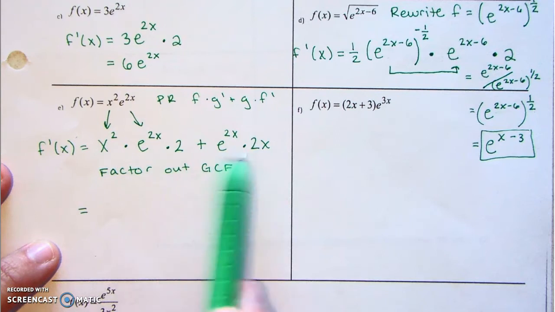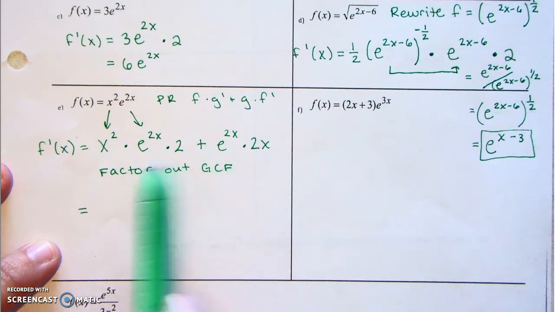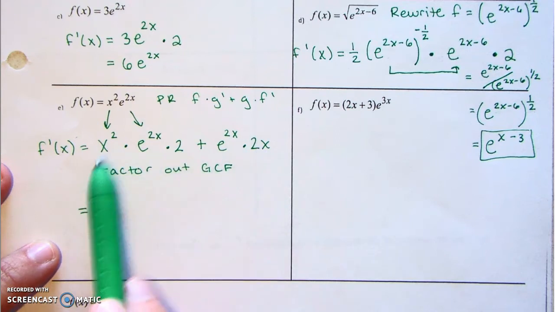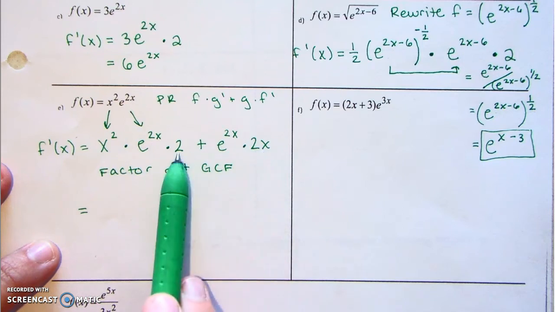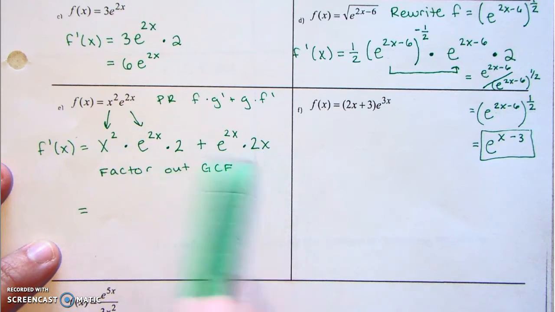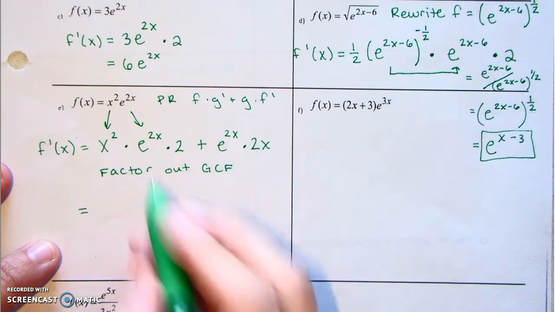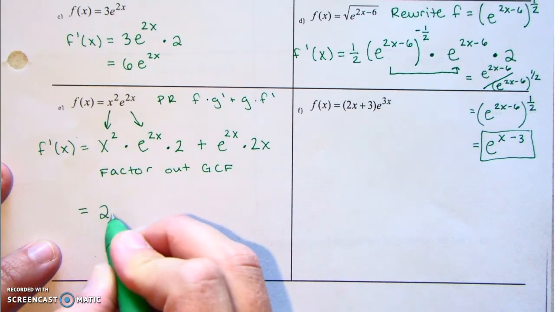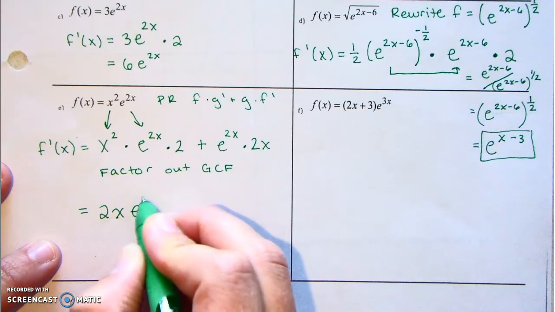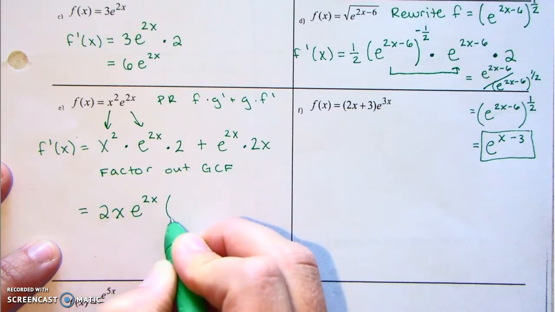I see a 2 in both of them. I see 1x in both. This has an x squared, but this one doesn't. So a 2, an x, and an e to the 2x is in both. So the greatest common factor will be 2x e to the 2x, parenthesis.